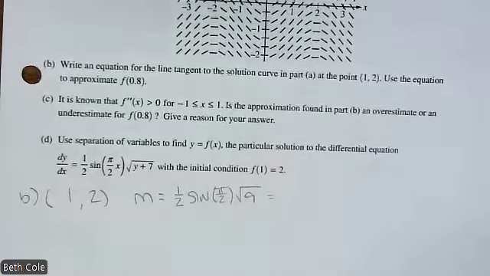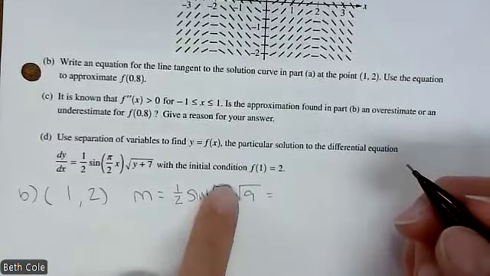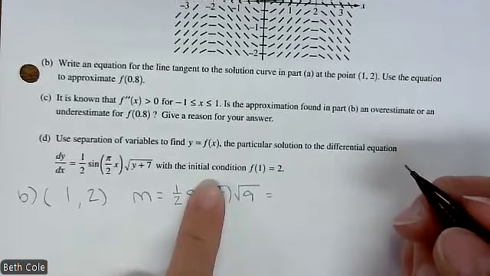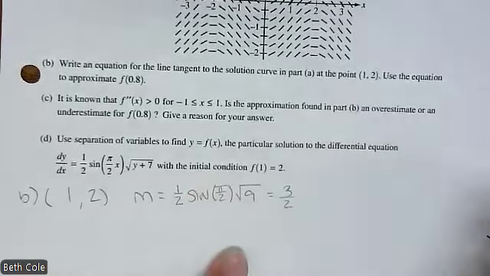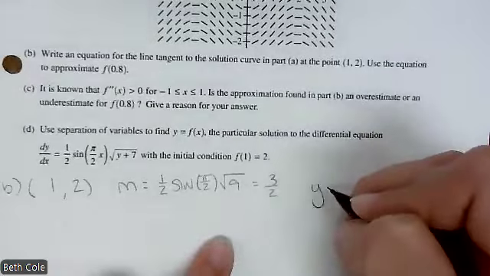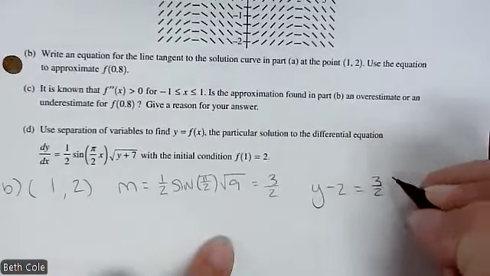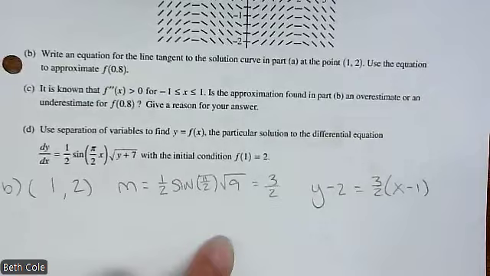You're within your rights to just copy that over and leave it like that. They have to accept that. But I don't feel like writing that again, so I'm going to actually work it out. What is sine of pi over 2? That's 1. This is 3. So 3/2. So your equation is y minus 2 equals 3/2 times (x minus 1).